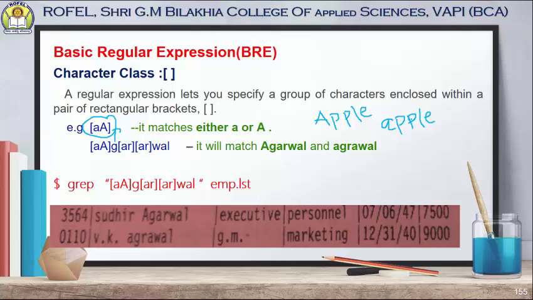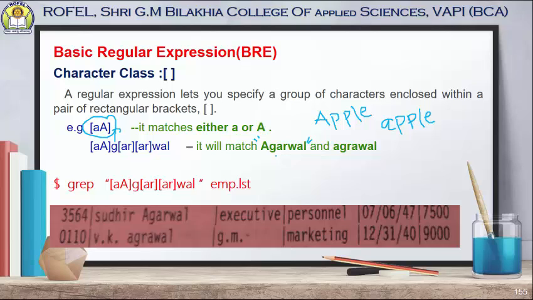For example, I can match the Agrawal spelling. I can write Agrawal as A-G-A-R-W-A-L. Otherwise, I can write Agrawal as A-G-R-A-W-A-L. I can match both spellings with the use of a regular expression. If you write it in double quotes, it will match only a single spelling, but this is also a spelling of Agrawal.